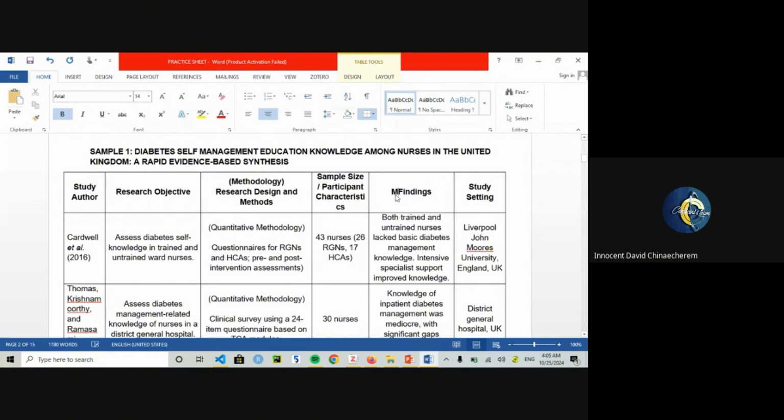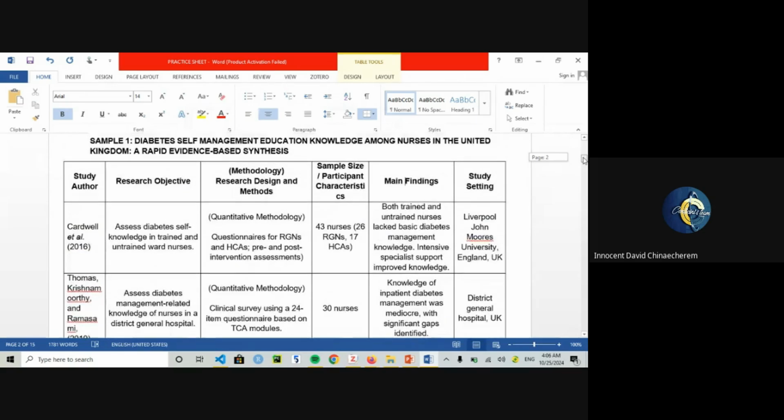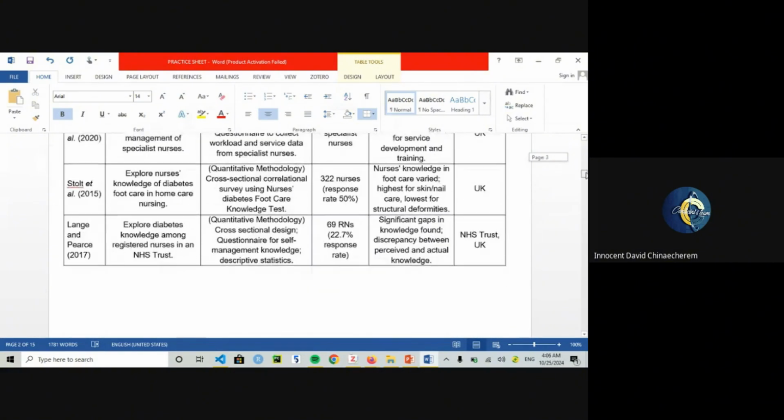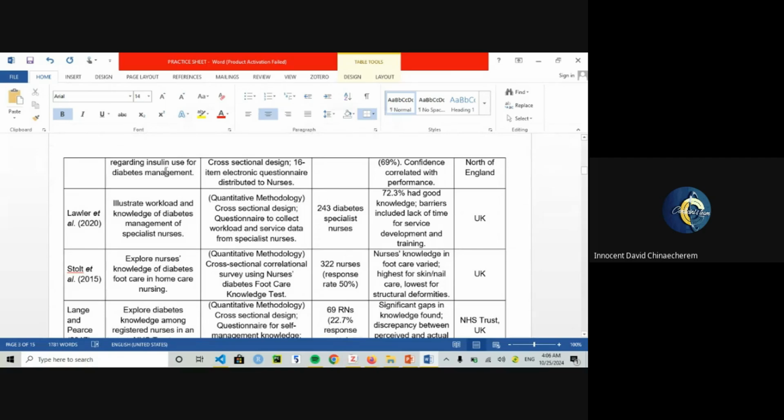So this here now is usually what we know as the main findings, right? Both trained and untrained nurses lacked basic diabetes management knowledge, intensive specialist support, and improved knowledge. So take a look at the study setting here. You find that all these are what is consistent among the papers that were included in this study. So here we had about 1, 2, 3, 4, 5, 6 included papers, and all these are the necessary findings that were extracted from it, with all the location and settings well stated.